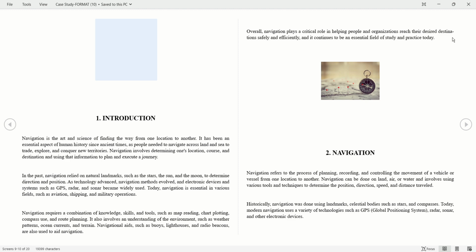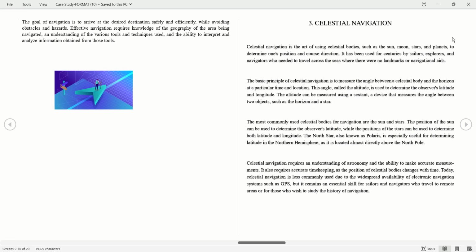So the goal of navigation is to arrive at the desired destination safely and efficiently while avoiding obstacles and hazards. Effective navigation requires knowledge of the geography of the area being navigated, an understanding of the various tools and techniques used, and the ability to interpret and analyze the information obtained from those tools.